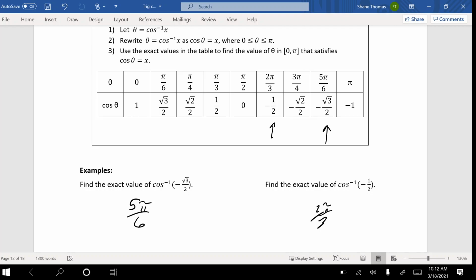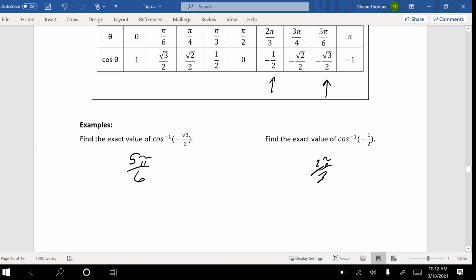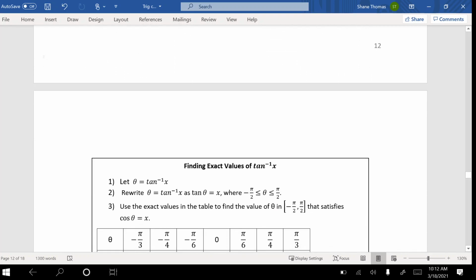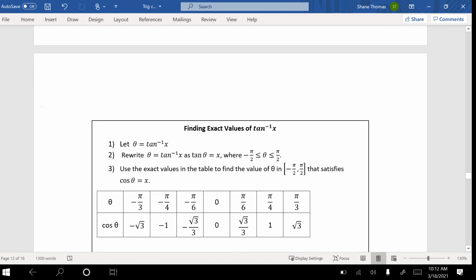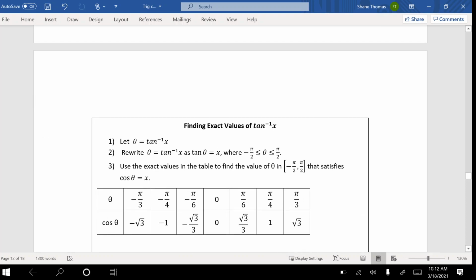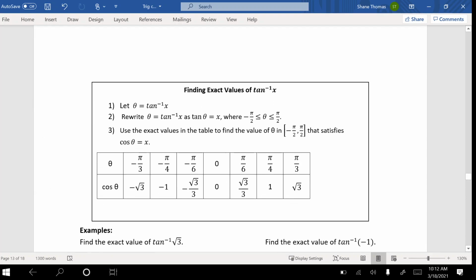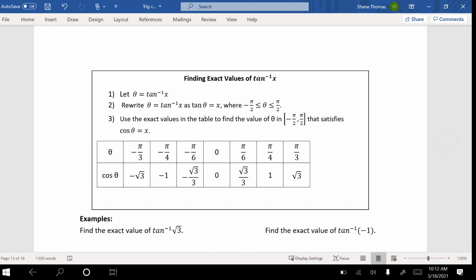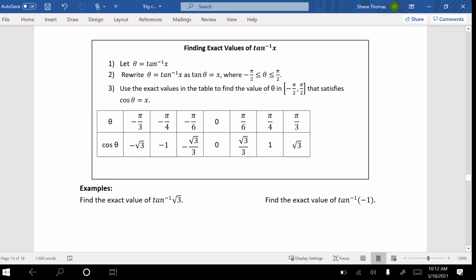Now, let's look at it for tangent as well. So tangent has the same constraints as sine, negative pi over 2 to pi over 2. Everything is exactly the same, just a different chart, a different thing to reference back and forth to.